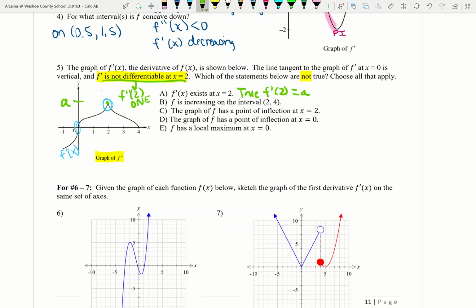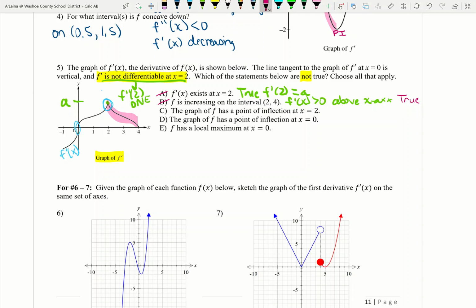All right, B. f is increasing on the interval from 2 to 4. Well, when f is increasing, it has a positive slope. That would mean the second derivative should be bigger than 0, or above the x-axis. So let's take a look. From 2 to 4, I am always above the x-axis. This is another true statement. I'm not looking for the true statements. I want the false statements. So I'm not going to choose that.